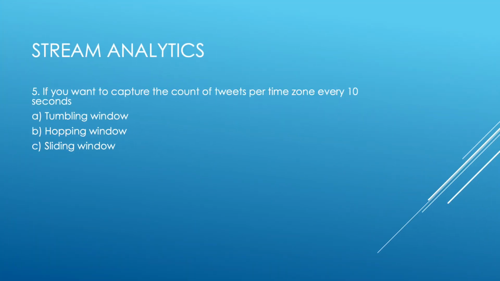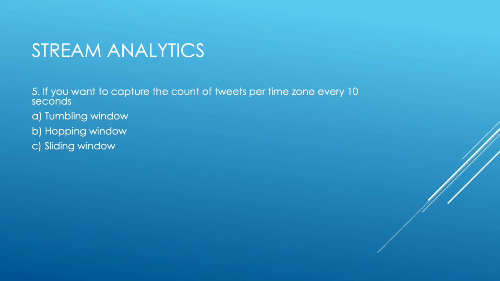Next, if you want to capture the count of tweets per time zone every 10 seconds, which window functionality would you use? A. Tumbling window. Tumbling window is used to process the events for a fixed time interval and there will not be any overlap of the events. So here the 10 second interval is fixed and there is no overlap. So A is the right answer.